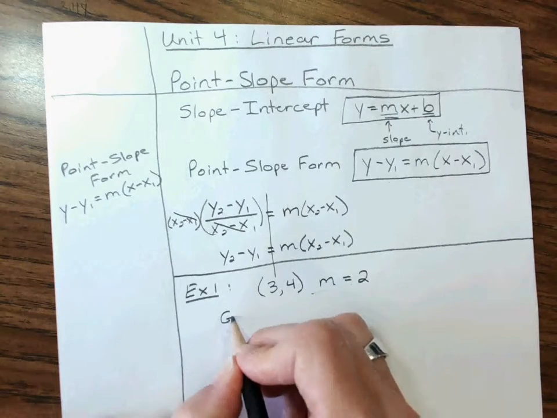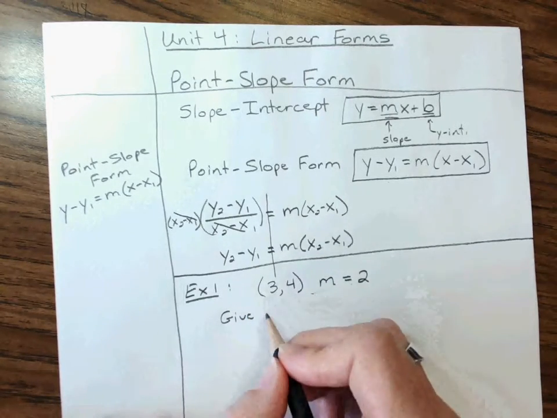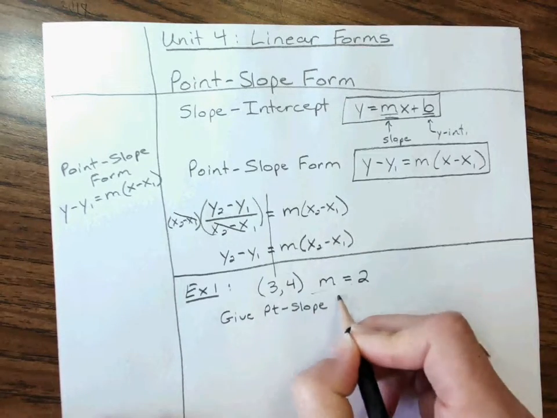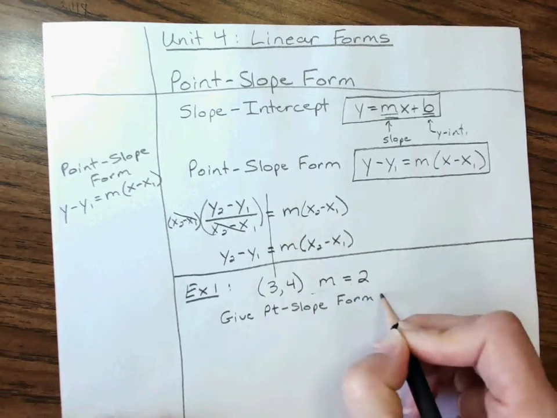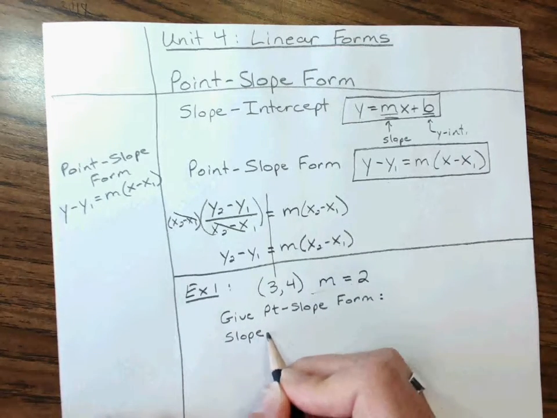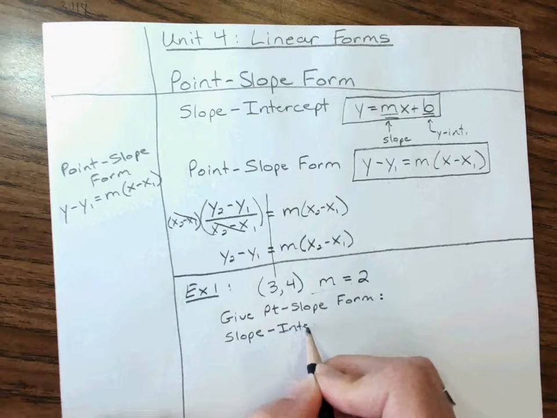Now let's go ahead and write down what I want you to give me. I want you to give me the point-slope form. I'm just going to abbreviate it a little bit. So I want you to give me the point-slope form. I want you to give me the slope-intercept form.